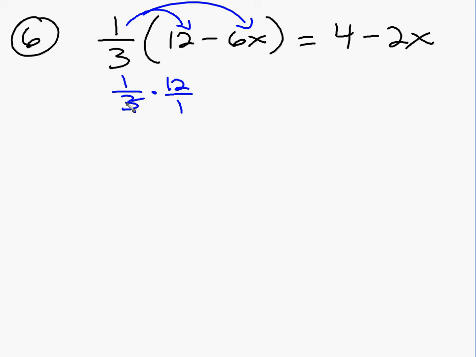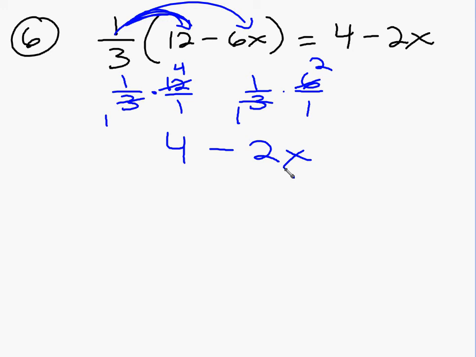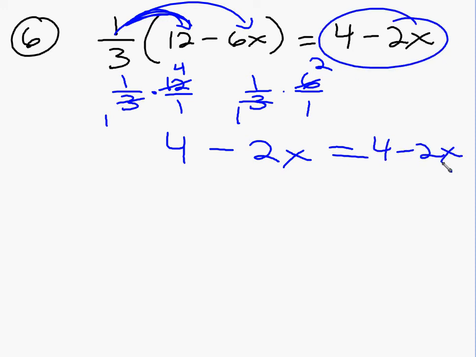We've done this. 1/3 times 12 over 1. I do my factoring. 3 divided by 3 is 1. 12 divided by 3 is 4. So this first term, when I do 1/3 times 12, is just going to be 4, minus whatever I get when I do 1/3 times 6x. And you have to put the 6 over 1. So I do my factoring, and it is going to be 2x, not just 2. 4 minus 2x. Now that's equal to this other side, 4 minus 2x.